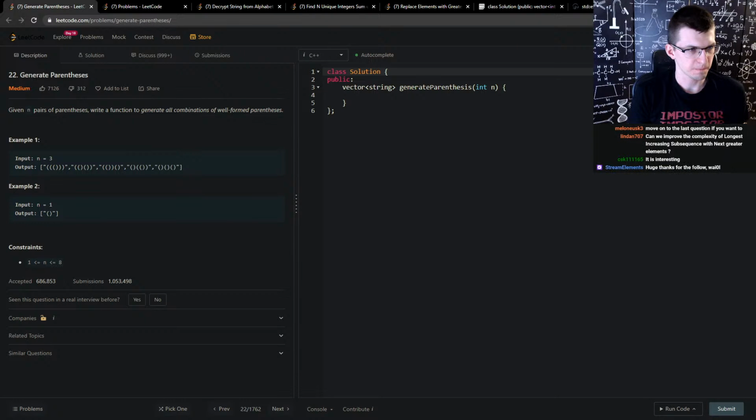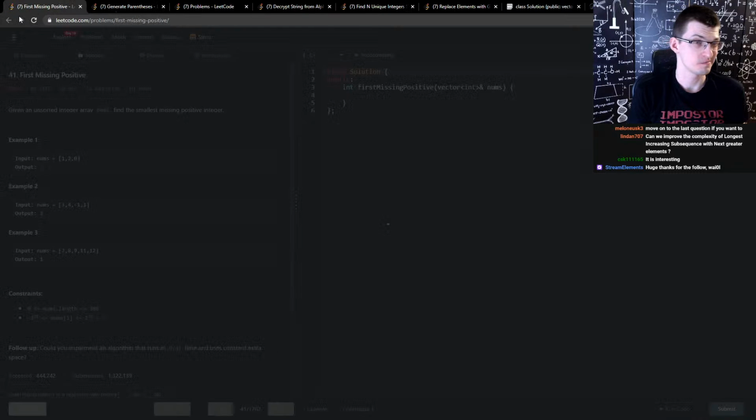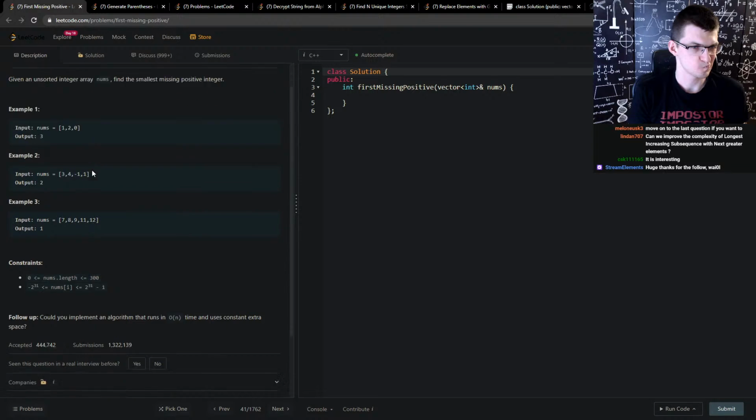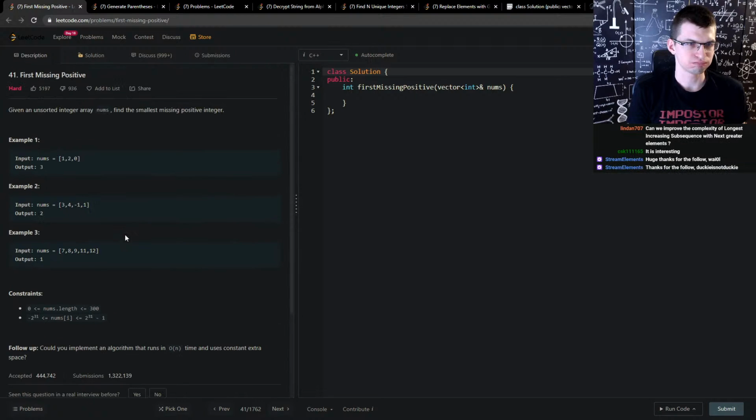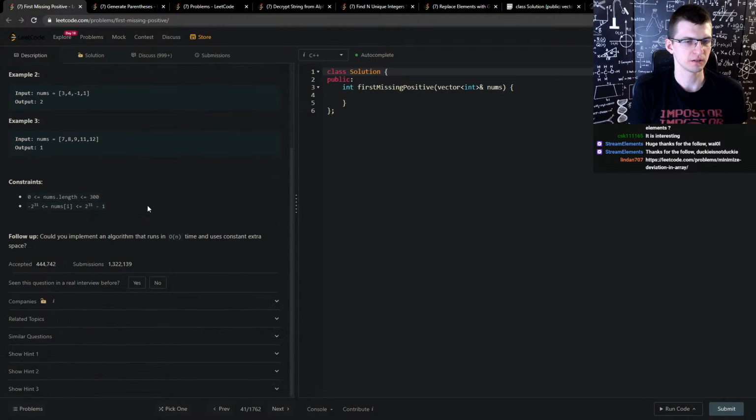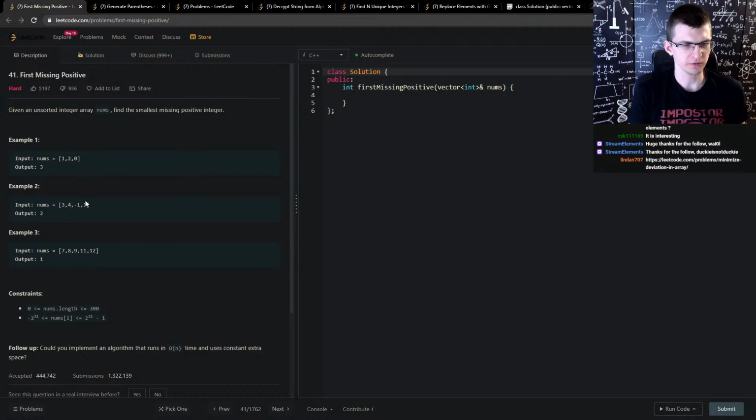So this suggested by CSK. First missing positive. We do it in O of n time. That's something, it's a very well-known problem, I would say. If I remember correctly, I encountered something like that in CS Academy, back then, when CS Academy was alive.